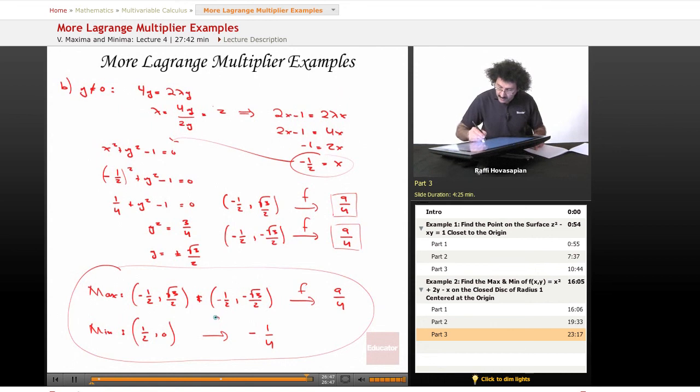I'll go ahead and put f here when we evaluate f. So at this point and this point, our function achieves a maximum, and at this point, the function achieves a minimum. That's it. So clearly there's a lot going on, a lot of things to keep track of, but we are solving several equations in several variables, and this is just the nature of the problem. That's the nature of the beast.